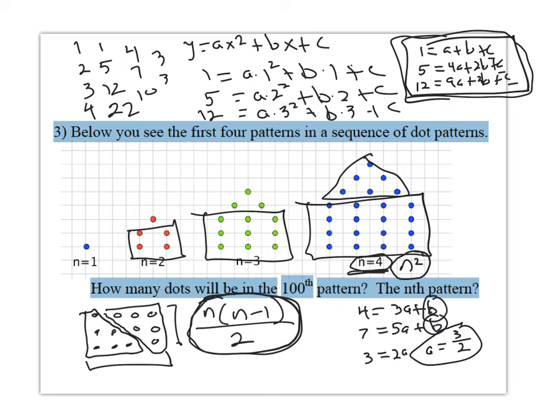Once you have that, you'll have your equation where the number of dots is going to be equal to some number a, which we actually know now to be 3/2, times n squared, plus some number b times n, plus some number c. And then when you plug in 100 for n, you'll get the number of dots in the 100th pattern.